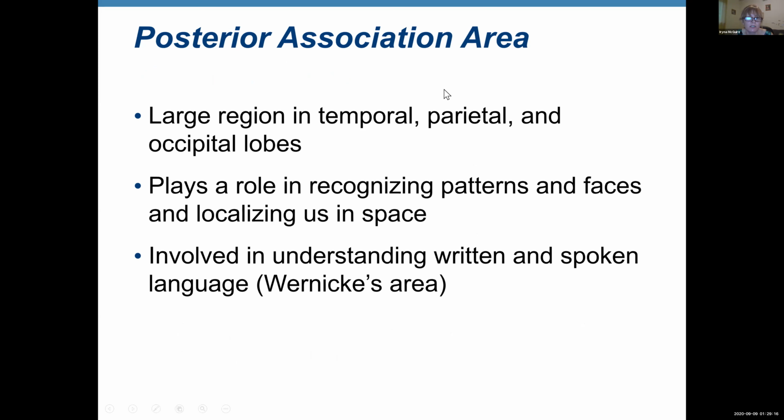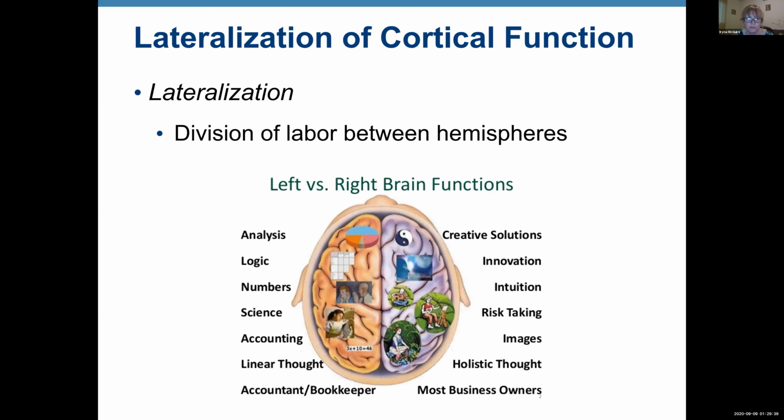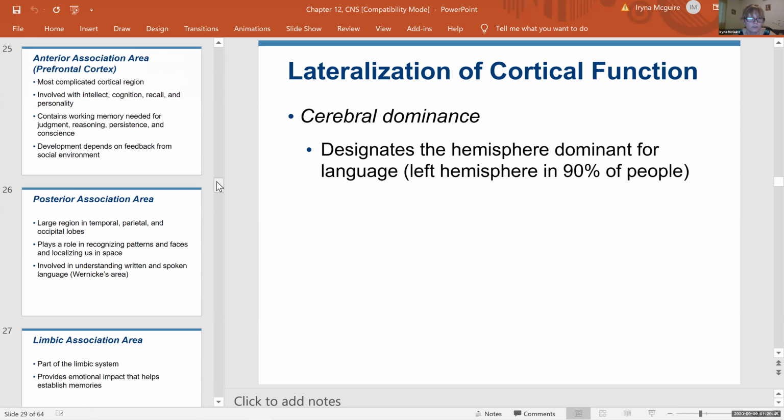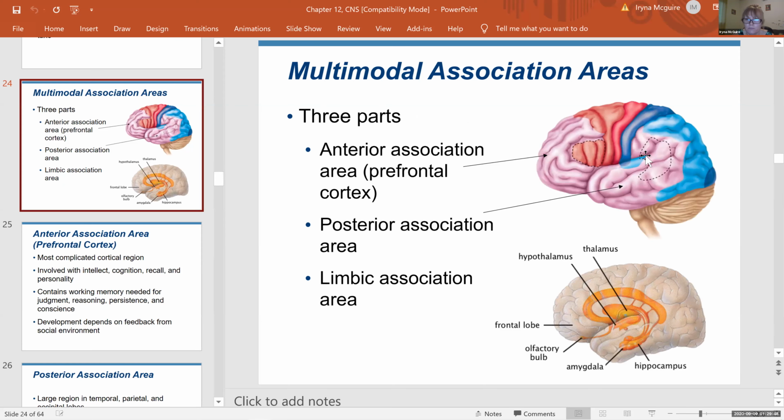Now, the posterior association area is a large region of the temporal, parietal, and occipital lobes and plays a role in recognizing patterns of faces and localizing us in space. It is involved in understanding written and spoken language, that is Wernicke's area. I'll show you over here. You see this area shown with dotted lines. This is Broca's area, and this is Wernicke's area.